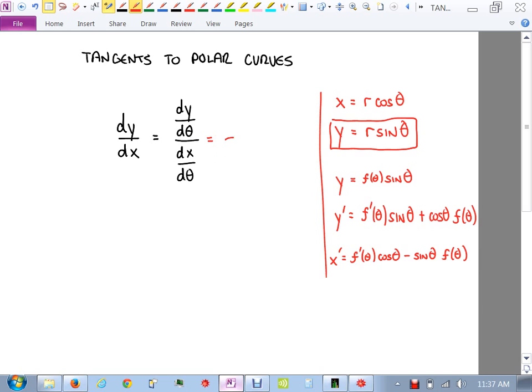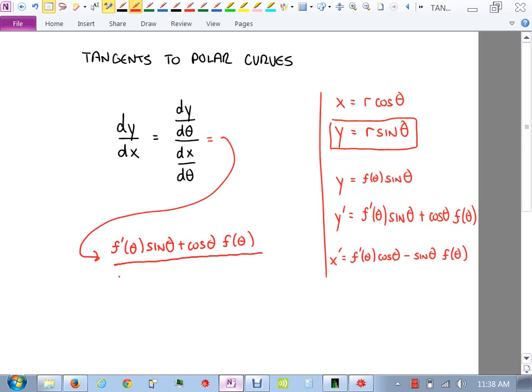Now, I'm trying to get to this formula, so I'm going to come back down here and rewrite it. We have dy d theta will be our f prime theta sine theta plus cosine theta f of theta all over f prime theta cosine theta minus sine theta f of theta. That's it.